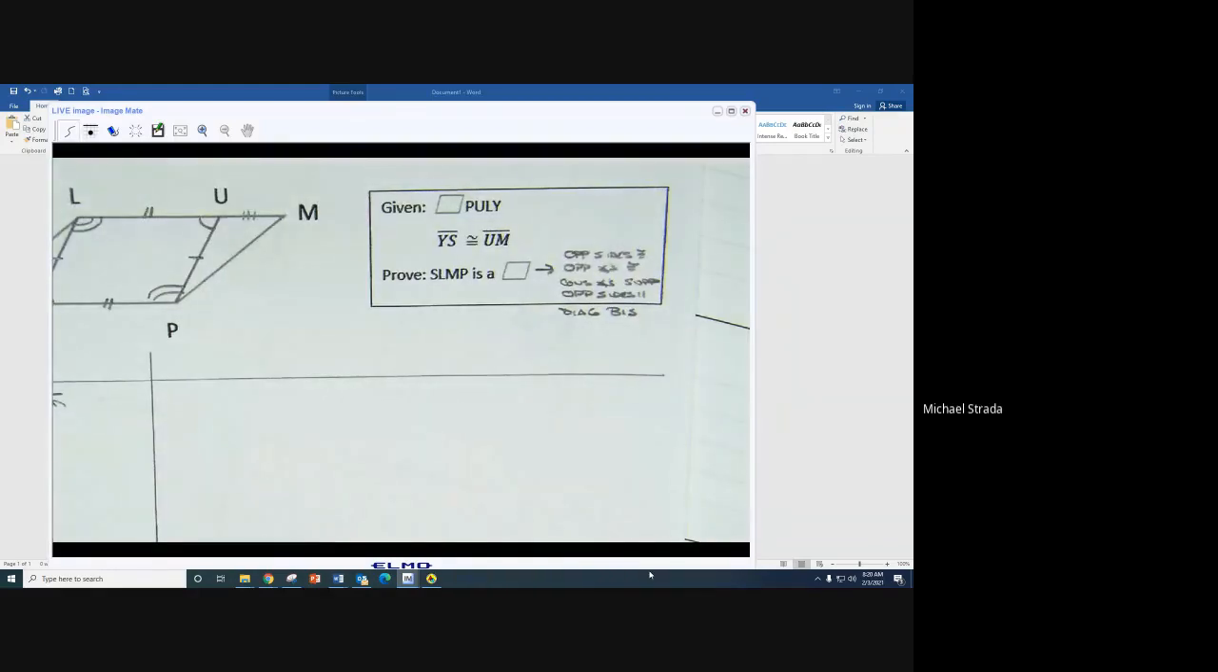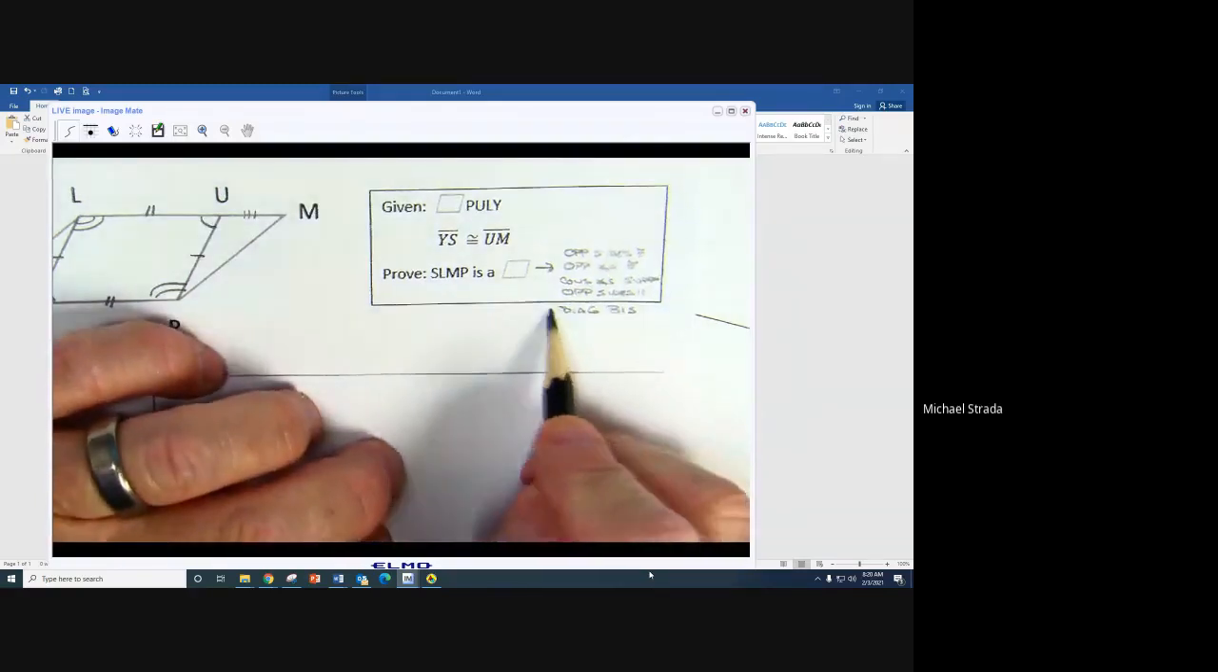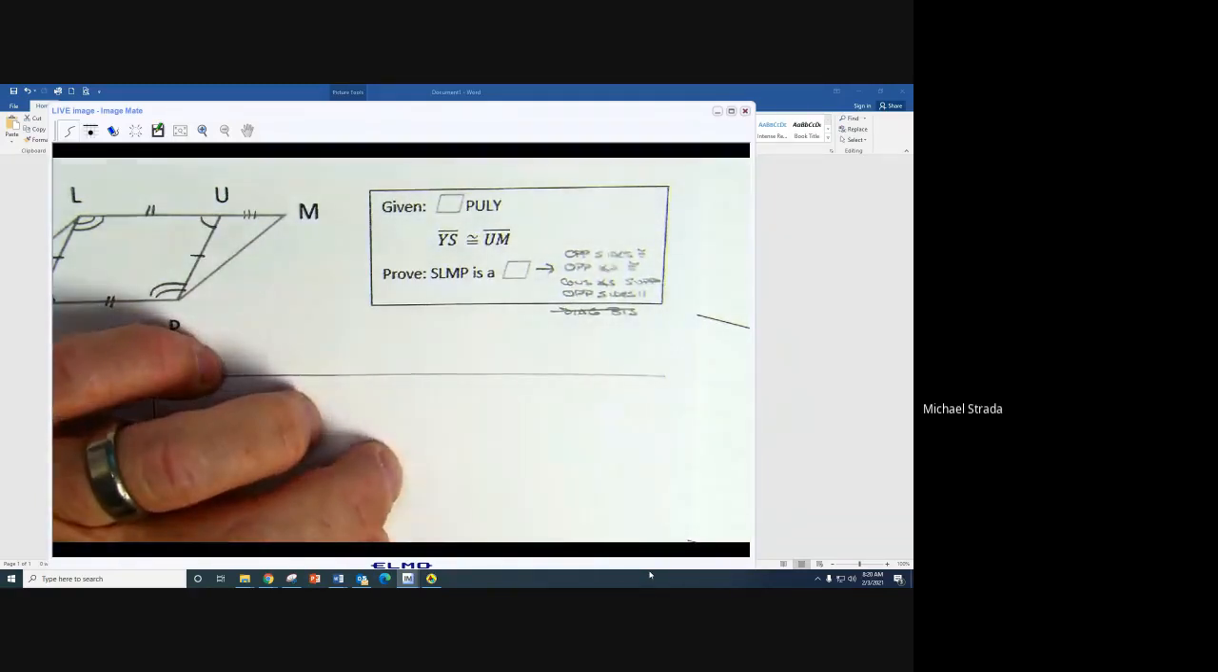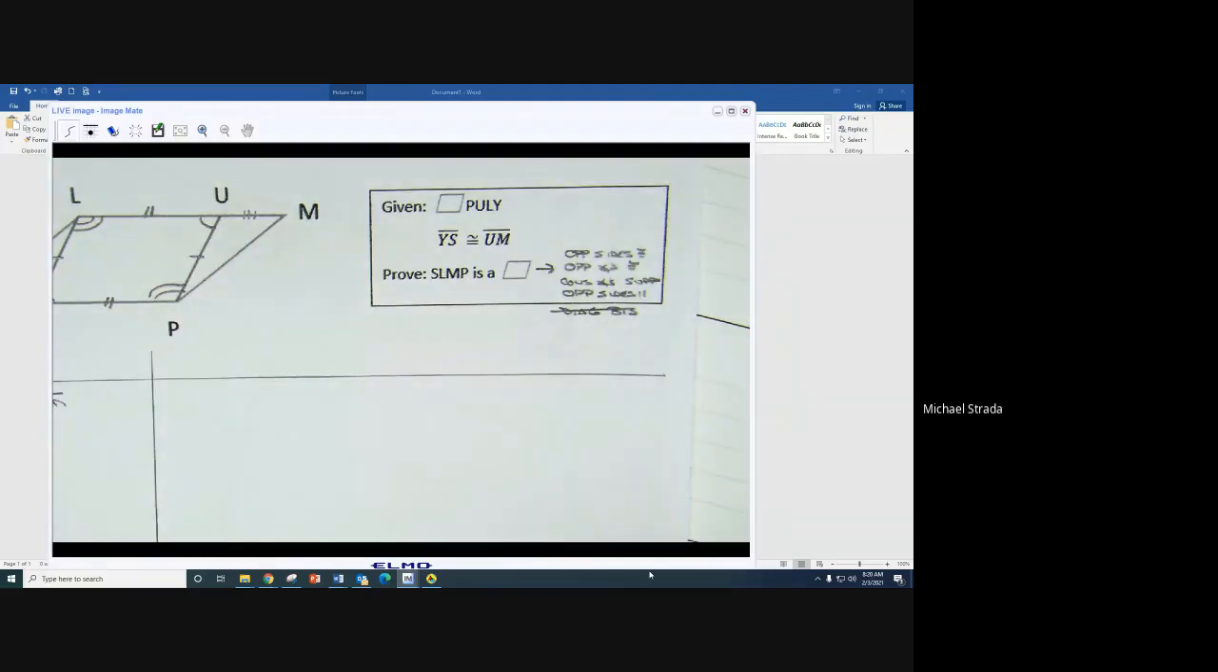Which one of those you think is going to be the hardest to prove? The hardest. I agree. So chances are I'm not going to want to work with that. All right. Now, I'm going to do it with triangles, because that's going to set you up better for the quiz on Friday and Monday.